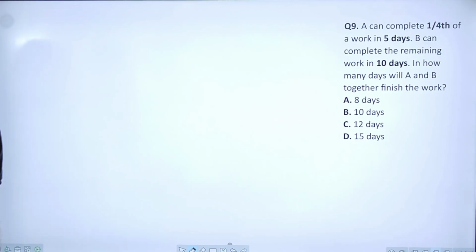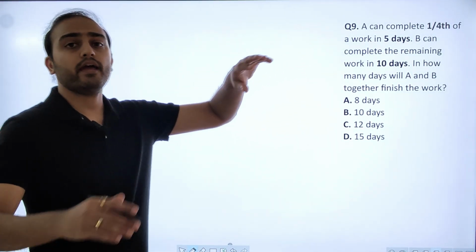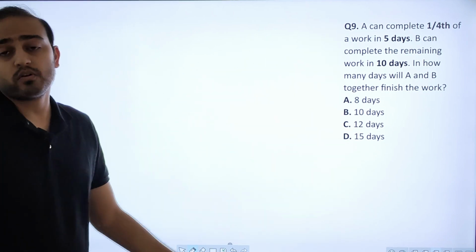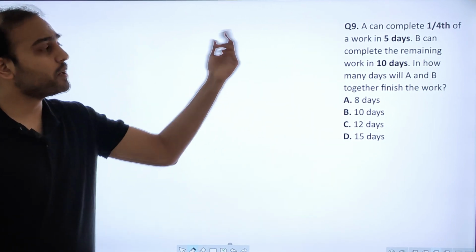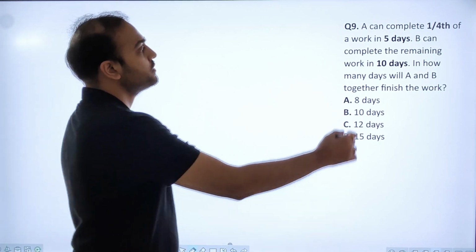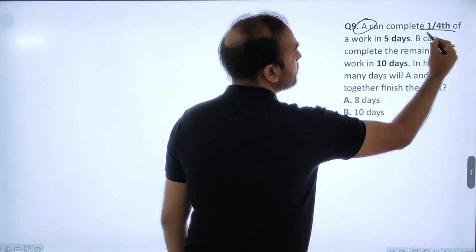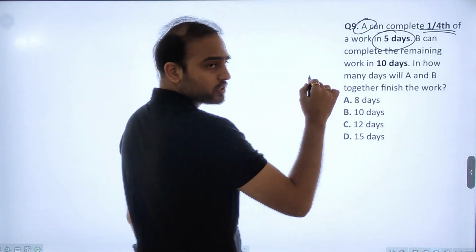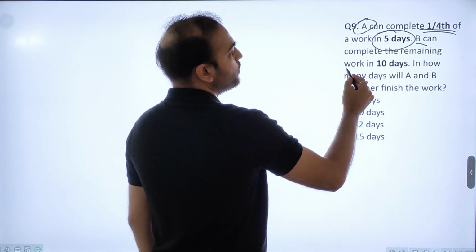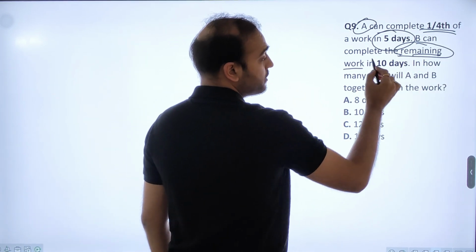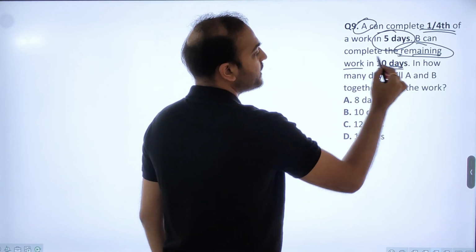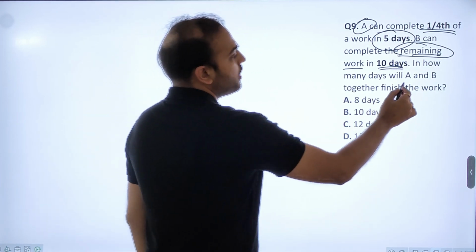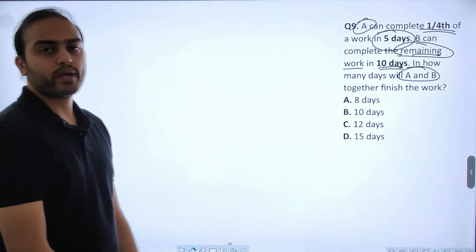Alright, a different question type now. See, till now we had A doing the whole work, B doing the whole work. But what if he doesn't do the whole work? What if he does only a part of the work? Okay, so we have A doing 1/4 of the work in 5 days, B doing the remaining work. This is important, not the whole work, the remaining work in 10 days. How many days will both of them take together?